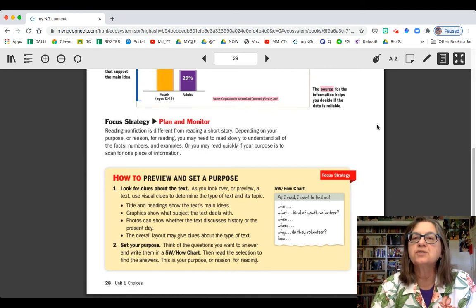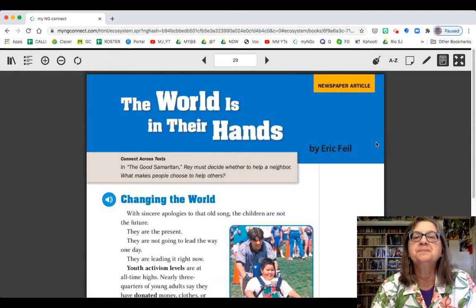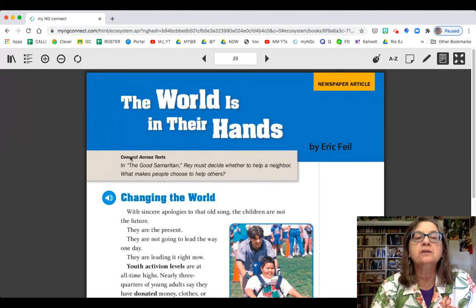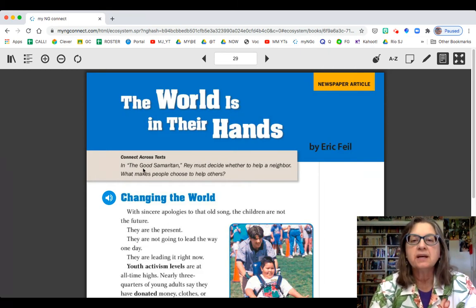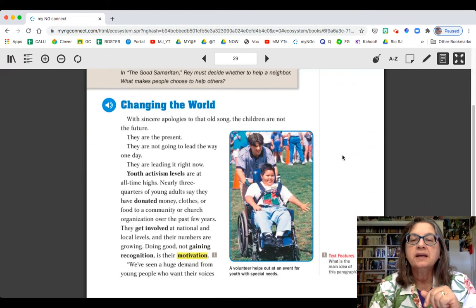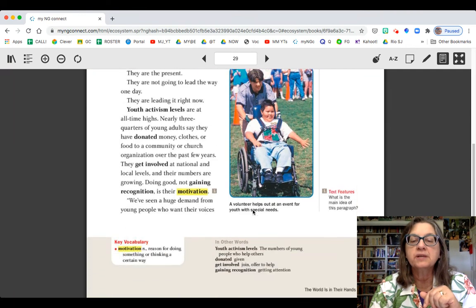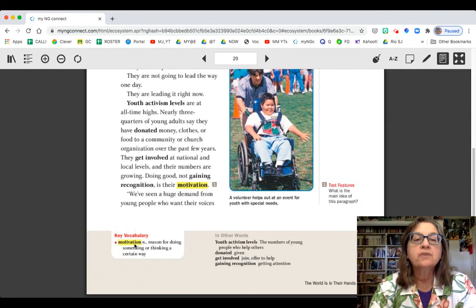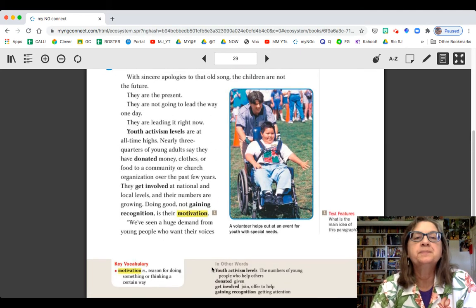So let's take a look at the story, The World is in Their Hands. So it's a newspaper article. In trying to connect fiction with nonfiction, in The Good Samaritan, Ray must decide whether to help a neighbor. What makes people choose to help others? And this is by Eric File. And here we've got our picture, someone helping along. And again, we've got vocabulary at the bottom and additional vocabulary to help you out.